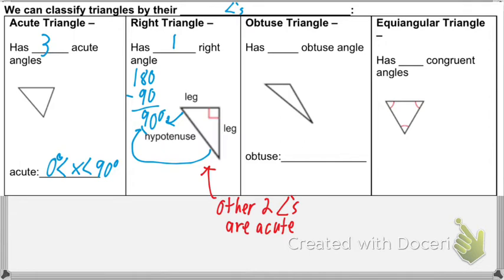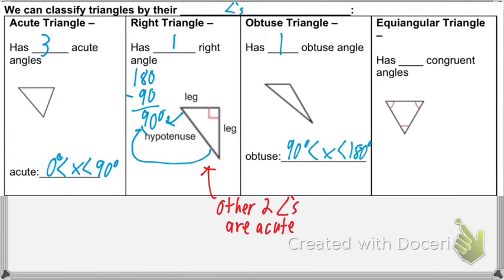Okay. So we have an obtuse triangle. An obtuse triangle has 1 obtuse angle. Does anyone remember what an obtuse angle is? It's wider. It's fat. It's bigger than 90, but it's less than what? 180. Okay, so our x, our angle measure, is somewhere between 90 degrees and 180 degrees.